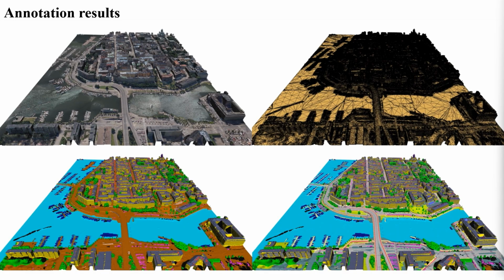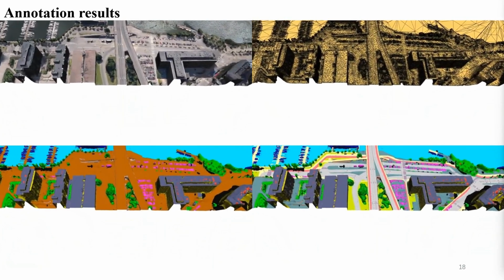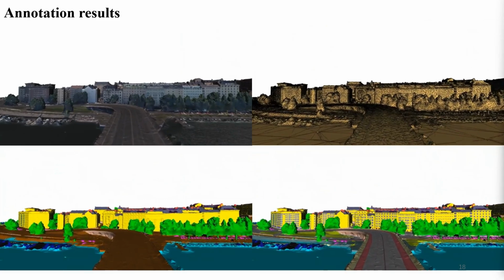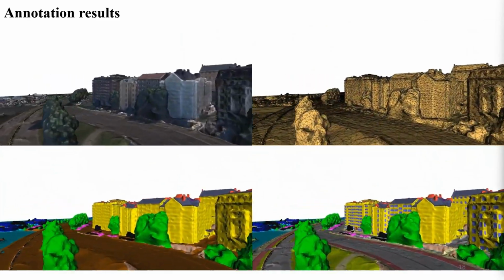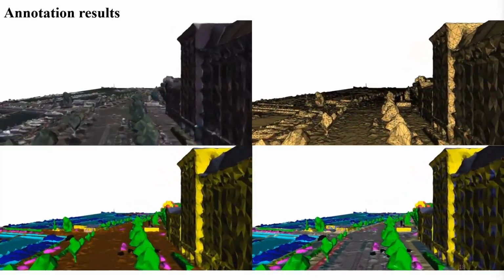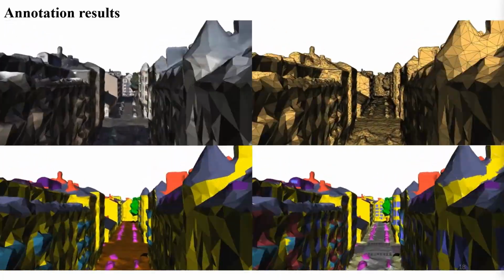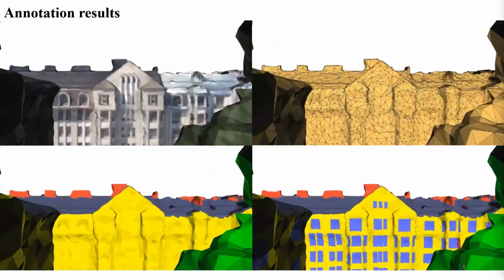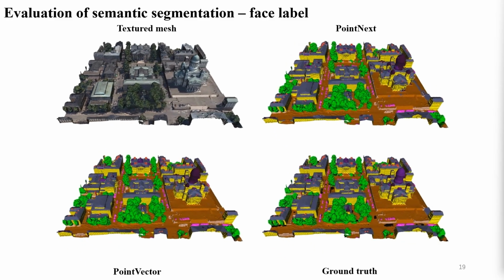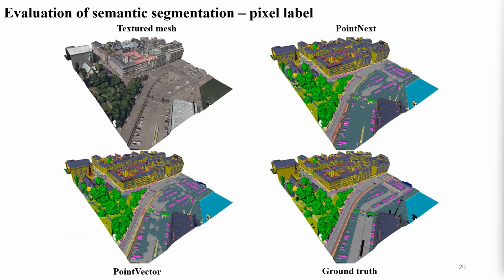Here are our final annotated results. The input is the textured meshes, the wireframe mesh shows geometry, the last row shows the face-based and texture pixel-based semantic urban meshes. We also present results from state-of-the-art 3D semantic segmentation methods for both face and pixel labels.